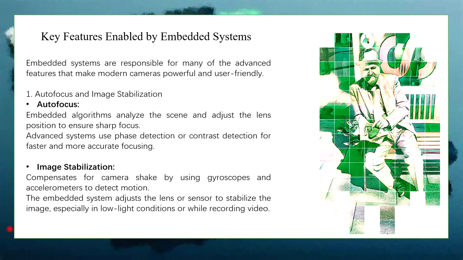Image stabilization compensates for camera shake by using gyroscopes and accelerometers to detect motion. The embedded system adjusts the lens or sensor to stabilize the image, especially in low light conditions or while recording video.